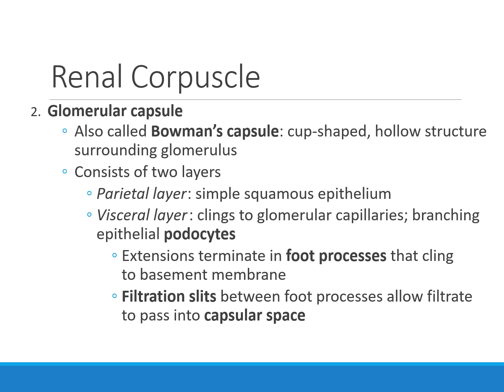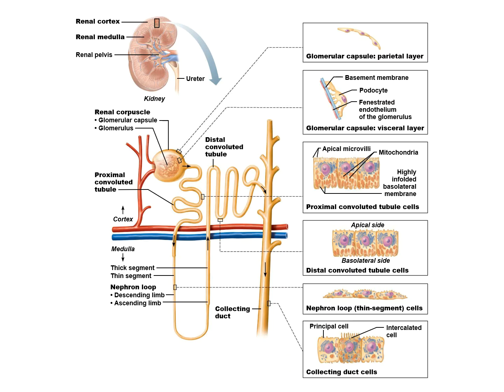The Bowman's capsule consists of the parietal layer, which is simple squamous epithelium, and the visceral layer that's actually clinging to the capillary itself, where it has branching epithelial podocytes. The extensions terminate in these little things called foot processes that cling to the basement membrane. The filtration slits between the foot processes allow for this filtrate formation to occur as it passes into the intercapsular space.